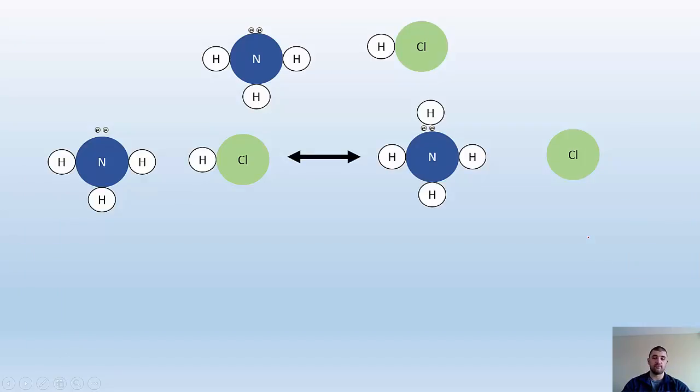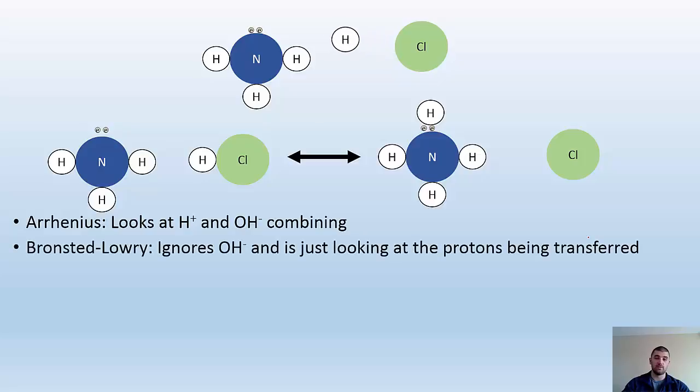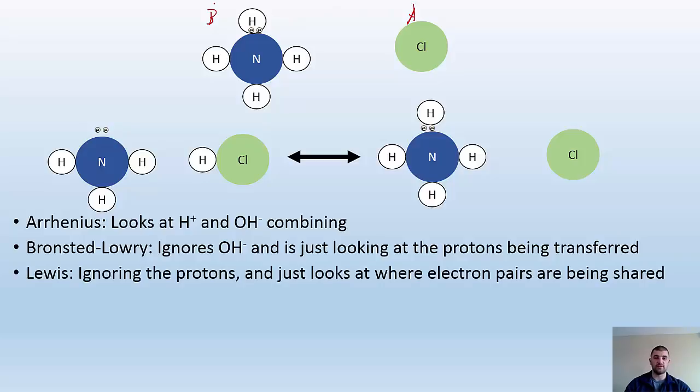So if we take a look at this kind of reaction, Arrhenius would be looking for H plus and OH minus combining, which you're not going to see in this reaction here. Bronsted-Lowry would ignore the OH minus and just go, hey, there was a proton, an H plus, that got transferred to another molecule. So we got our acid and we got our base based on that definition. The Lewis definition is going to ignore the protons, ignore the fact that they're protons, because it could be anything, and it's going to look at those unshared pairs of electrons.